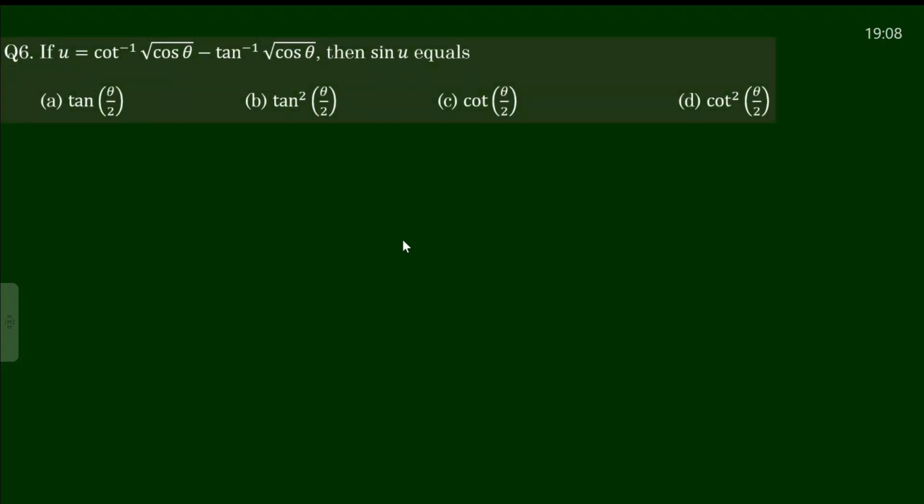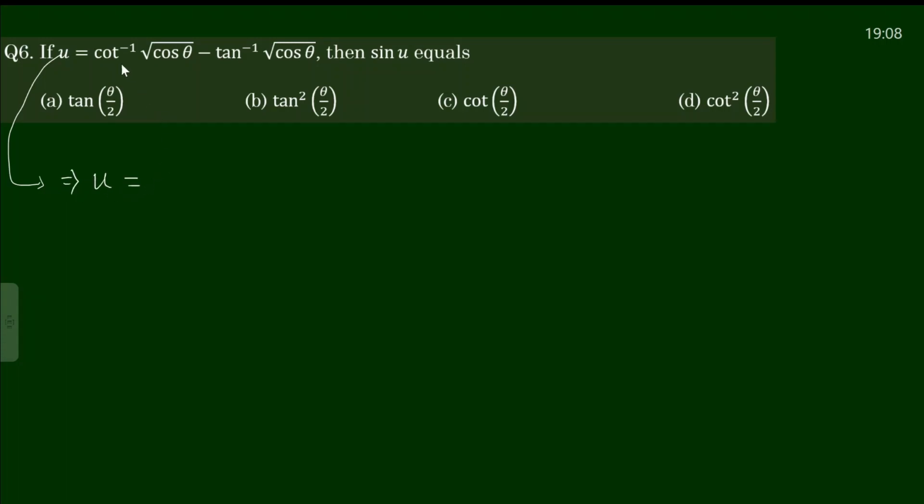Now this is our question. If u is equal to cot inverse of root over cos theta minus tan inverse of root over cos theta, then what is the value of sine u? So first of all, we write this expression here. From this expression, we start with u remaining the same on the left hand side.